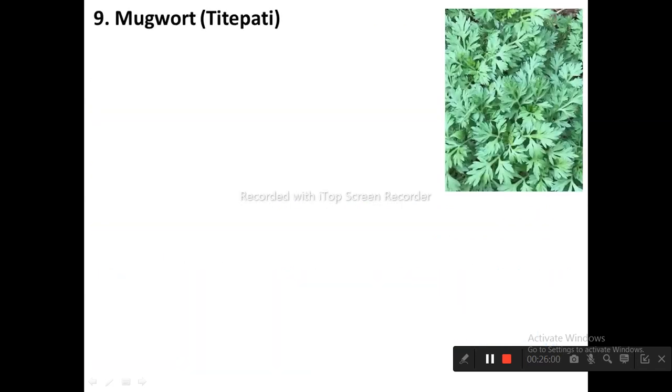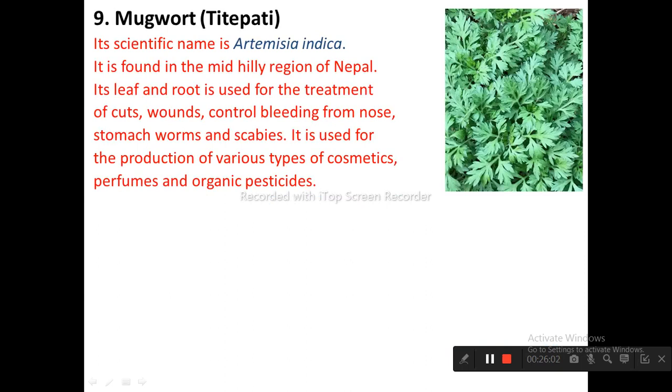Next one is mugwort, titepati. Its scientific name is Artemisia indica. It is found in the mid-hilly region of Nepal. Its leaf and root are used for the treatment of cuts, wounds, controlling bleeding from nose, stomach worms, and scabies. It is used for the production of various types of cosmetics, perfumes, and organic pesticides.